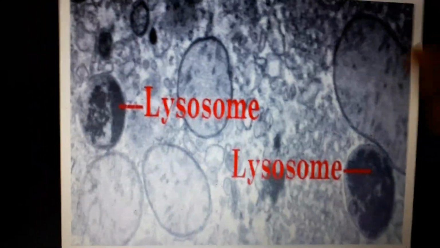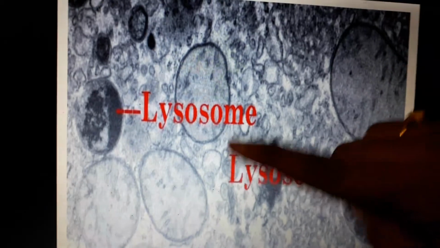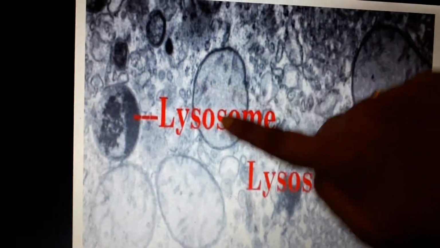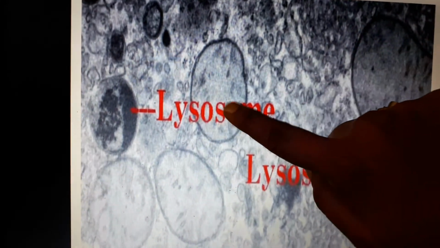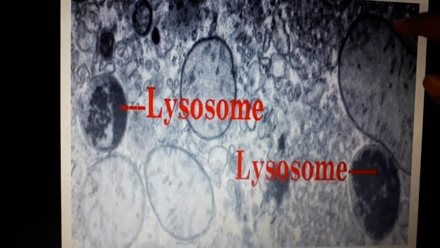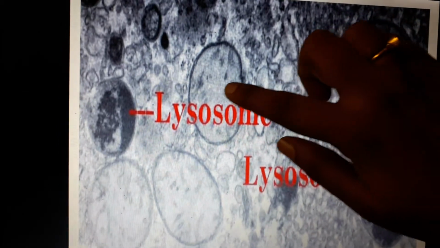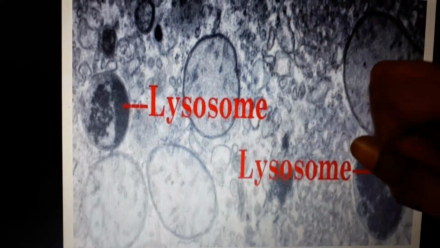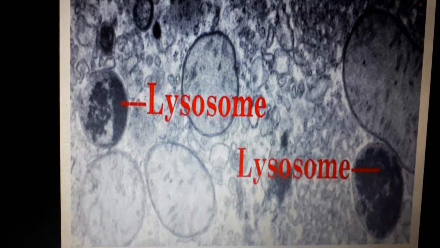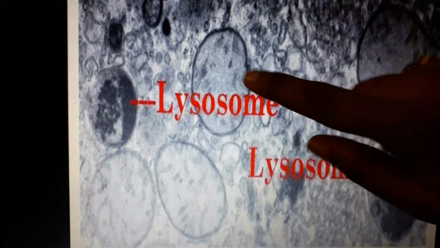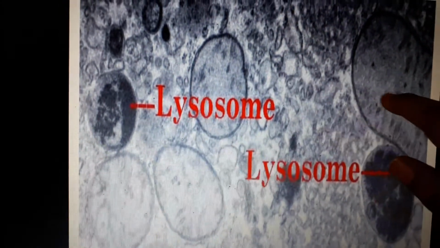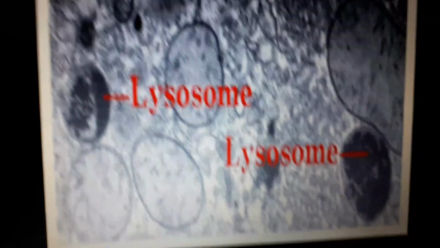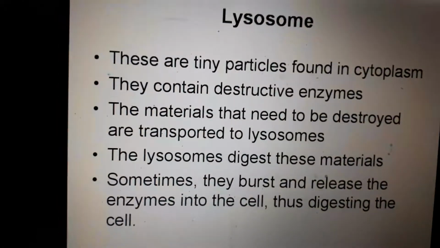So lysosomes are very tiny structures. Tiny means very small structures that you see in the cytoplasm. They contain digestive enzymes within them. Whatever waste materials are there in the cell, they will be sent to the lysosome. So the lysosome takes those substances, digests them and destroys them. Sometimes it even bursts and then those digestive enzymes come out of the lysosomes and kill or destroy the whole cell. Hence they are called the suicidal bags of the cell.